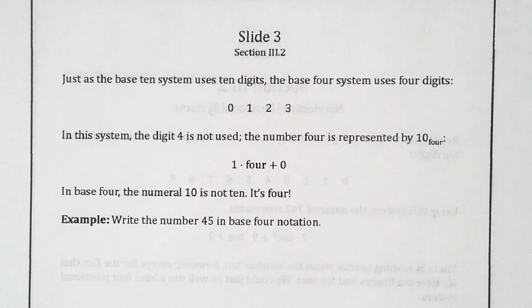Well, it's because we're interpreting it that way. In our base 10 system, 1, 0 means 1 ten and 0 ones. That's the explanation to give to a child. But if we're talking about base 4, 1, 0 means 1 four and 0 ones.